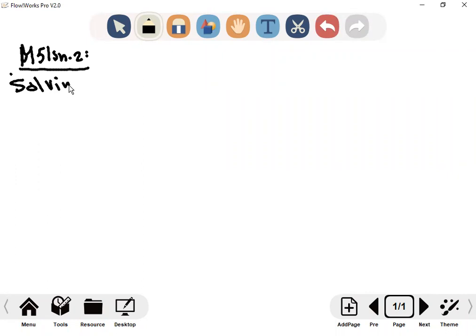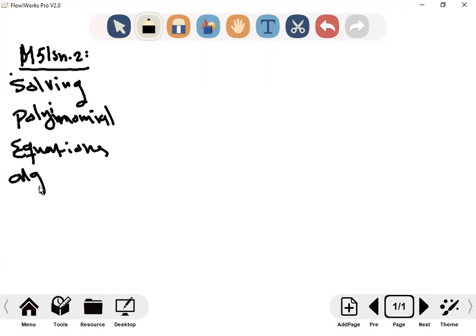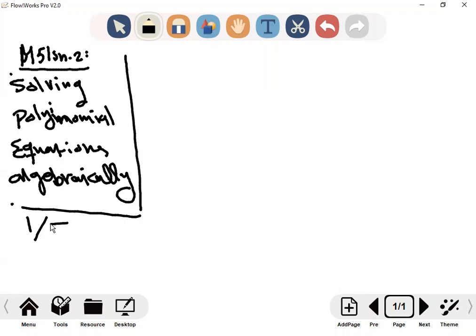Solving polynomial equations algebraically. So we are on 1 February. We are on example 3. Example 3, page 264.